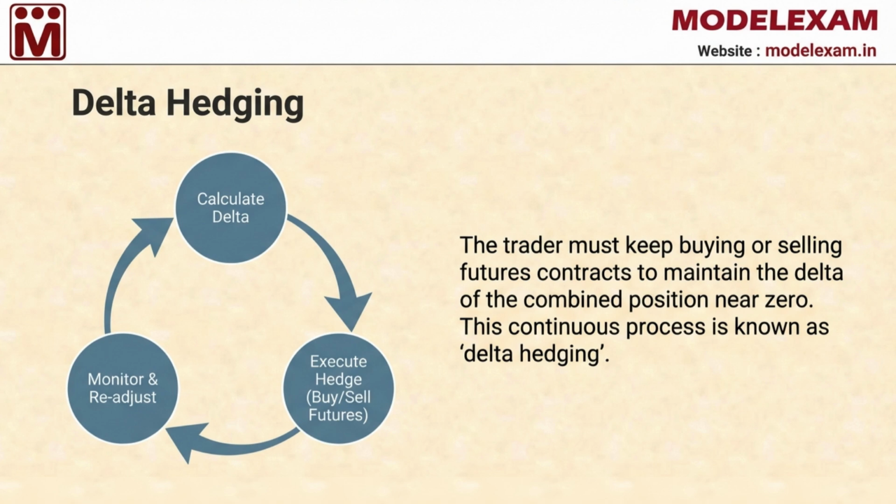This entire cycle is known as delta hedging. It involves a continuous process of calculating the delta, executing your hedge by buying or selling futures, and then monitoring the market to readjust as needed. This is how professional option traders manage their risks and keep their portfolios stable regardless of which way the market moves.